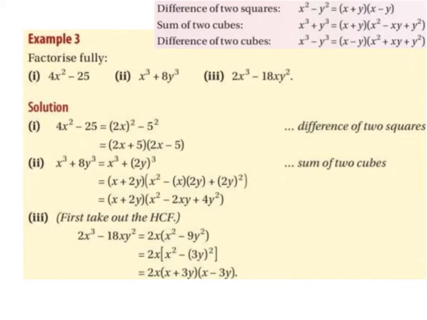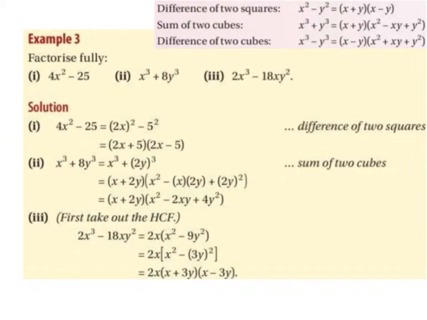Okay, so we have three examples that we want to factorize. 4x squared minus 25, x cubed plus 8y cubed, 2x cubed minus 18xy squared. So for each of these, we're either going to use the difference of two squares, the sum of two cubes, or the difference of two cubes. So it's first important to identify which method we're going to use. Well, in our first expression, we have a minus. So it has to be either the first one or the last one. It couldn't be the sum of two cubes because it has a minus.